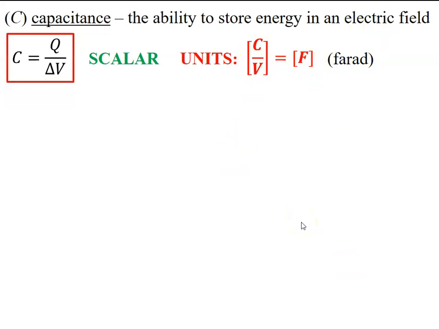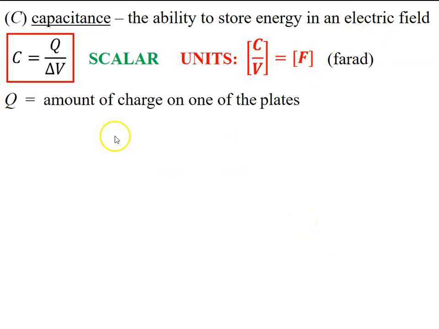and that's the unit of capacitance. In the equation, the Q is the amount of charge on one of the plates. Remember, one of the plates got a positive charge, the other plate got a negative charge, so it's just the amount of charge on one plate or the other. And this being the first time we officially used an equation, we'll define here delta V as the voltage, the potential difference between the plates.